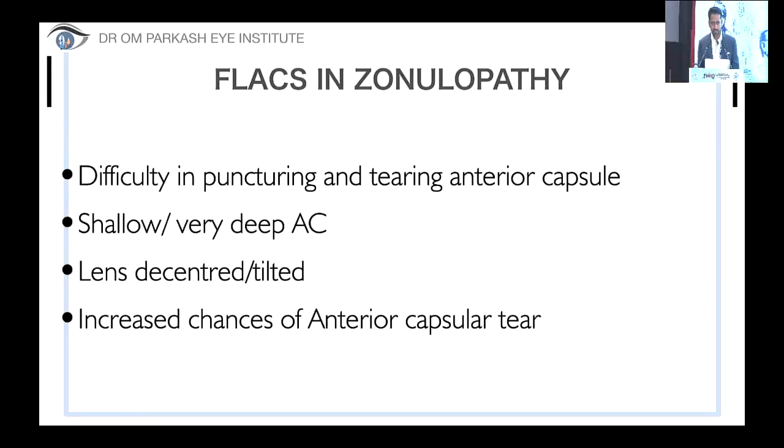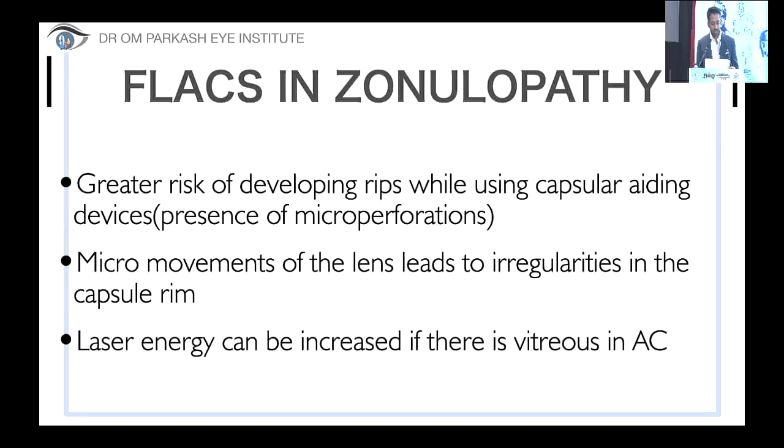Okay, so just one or two slides on zonulopathy, because we all know that there's a difficulty in puncturing and tearing the anterior capsule. Then there is a shallow or a very deep AC, then the lens is at times decentered, tilted. So there's always a chance of an anterior capsular tear in zonulopathy. So FLACS helps you out in these cases, but you have to remember that there is a greater risk of developing rips if you are using a capsular aiding device like a capsular hook, because of the presence of microperforations.